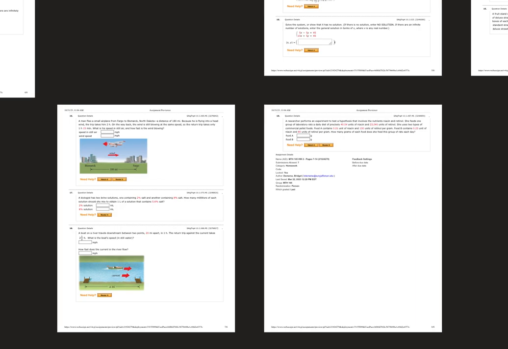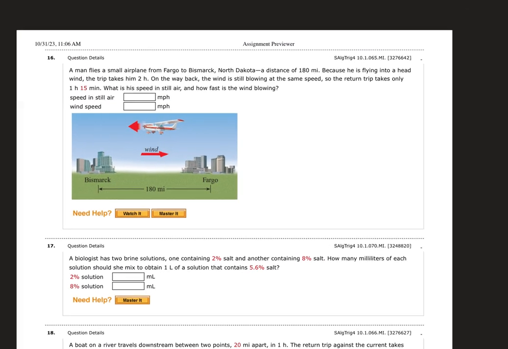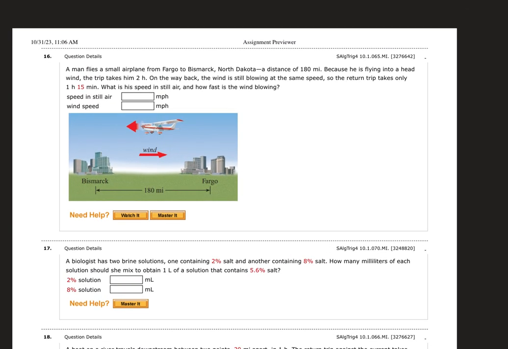Okay, we're getting to the nitty-gritty here. This man is going to fly in a small airplane from Fargo to Bismarck. Really important to know this one because this is on the exam, one very much like this. It's a distance of 180 miles, and he's flying into a headwind, and the trip takes him 2 hours. So normally we would say that he's flying in still air, and then there is a wind that is either going against him or it's helping him. So basically on the way back, that same wind is happening, but it's helping him on the way back.